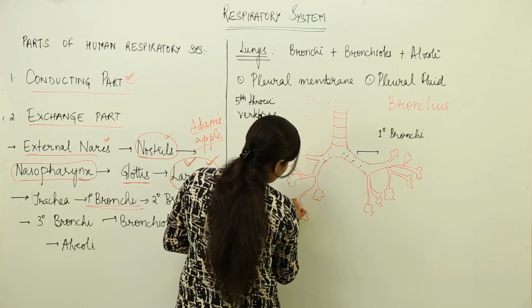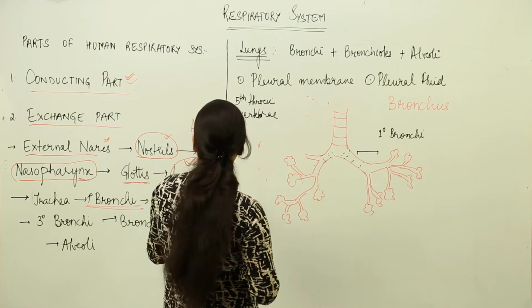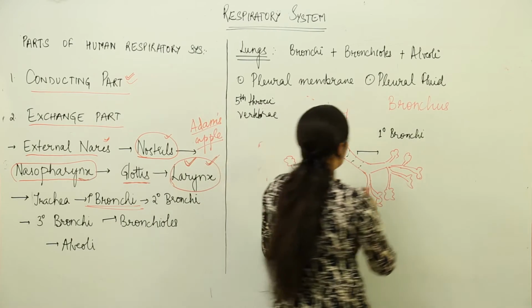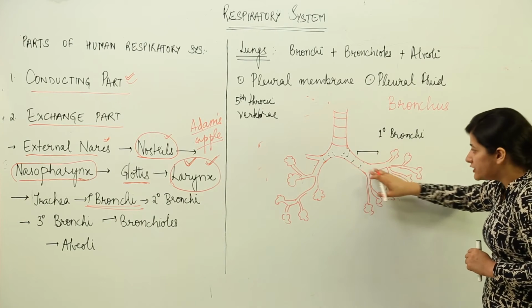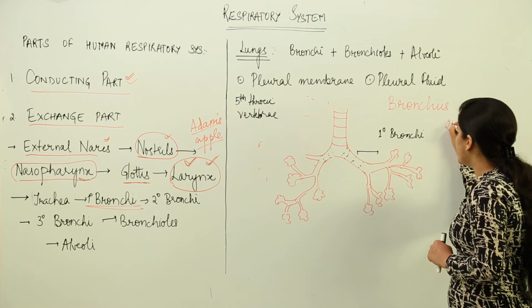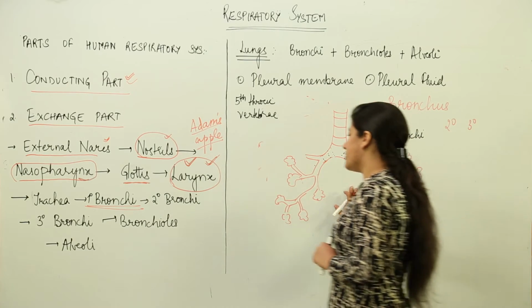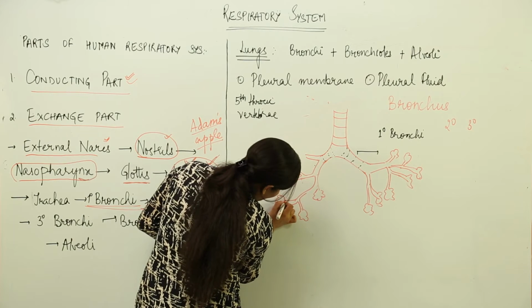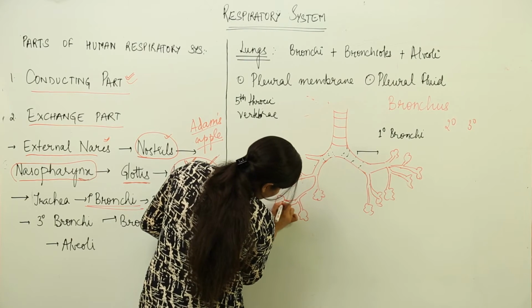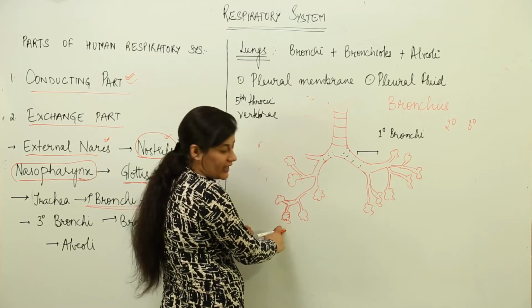Now when I have to explain primary, secondary and tertiary bronchi, I need not explain that the first division of the trachea would be primary. When it further branches, it would be secondary bronchi and it would be further tertiary bronchi. This tertiary bronchi would open up into the bronchioles. The bronchioles are the direct branchings which are in contact with alveoli.